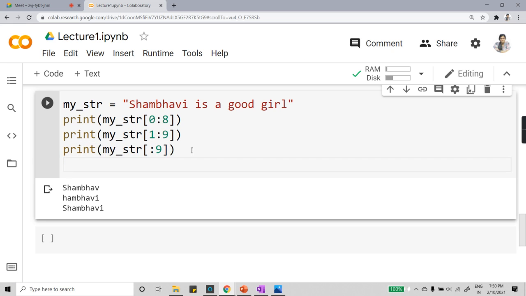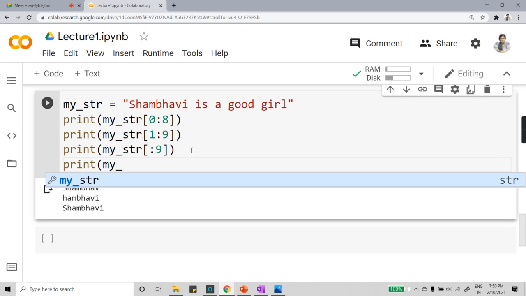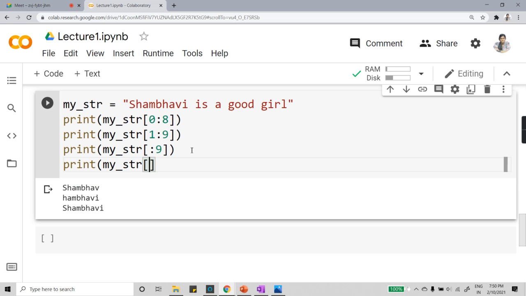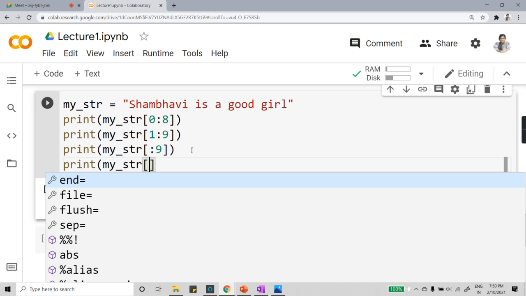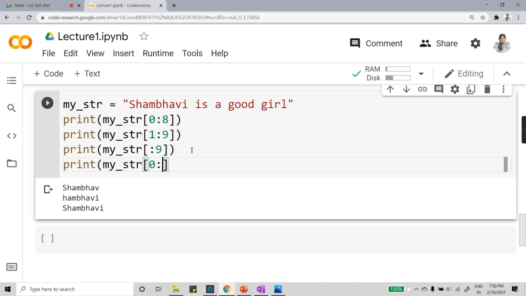What else do I have? One more thing. In the first case, I did not mention the starting index. Now in the second case, if I forget to write the ending index, let's say I write 0, then colon, and do not write anything at the end. Now it will take the characters from the 0th index and print up to the last, whatever the length of my string is. It will print the whole string in this case.